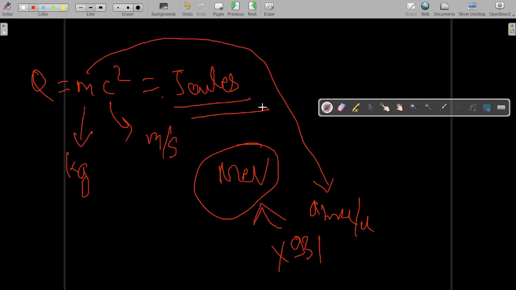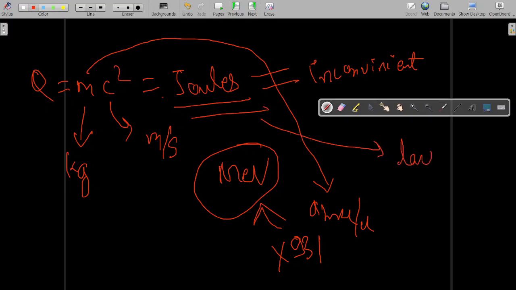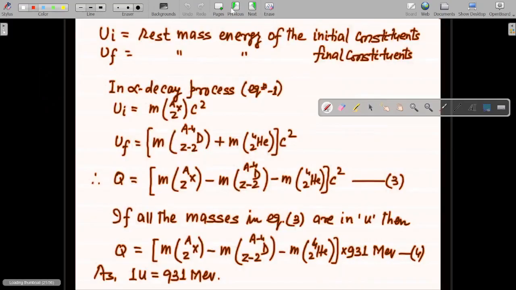Joules is very inconvenient to handle. Why? Because joule is a large unit, so it is inconvenient to handle. That's why we are measuring it in mega electron volt.